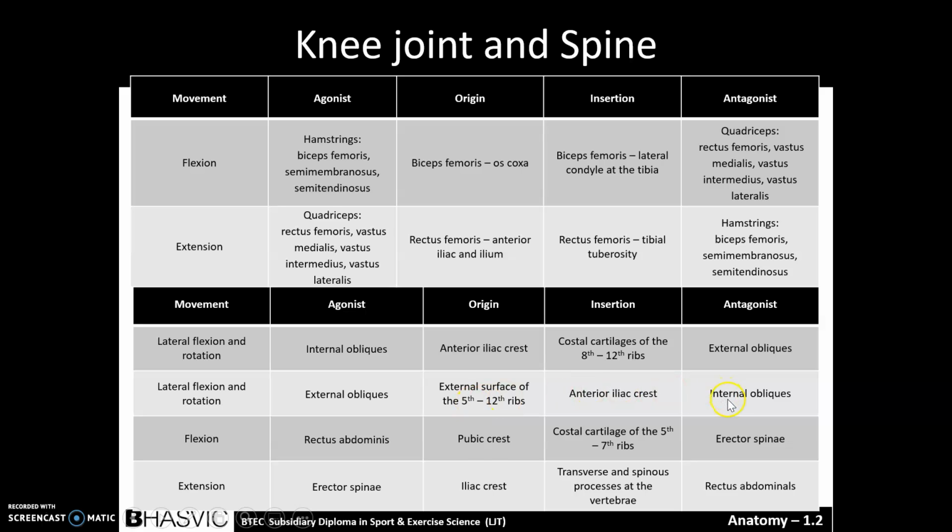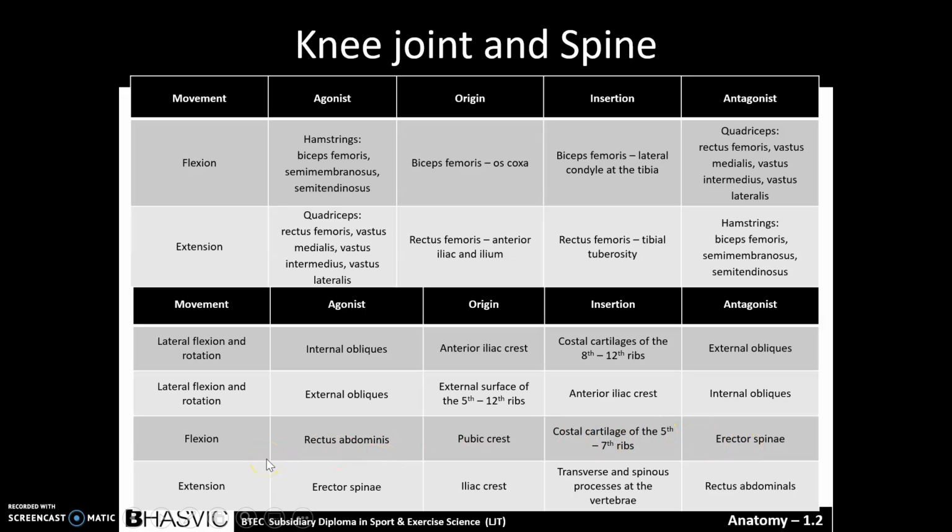the internal obliques. For flexion at the spine to take place, the agonist of this is the rectus abdominis, and the origin of the rectus abdominis is the pubic crest, and the insertion of the rectus abdominis is the costal cartilage of the 5th to 7th ribs, and the antagonist is the erector spinae.